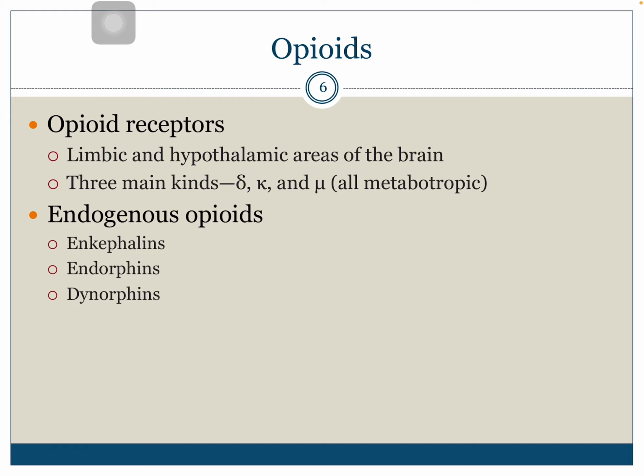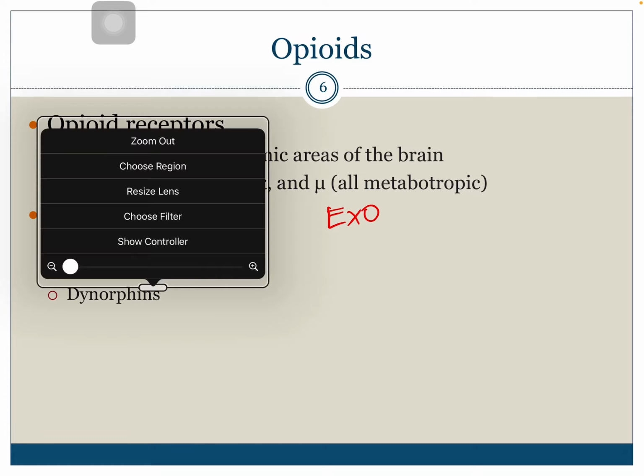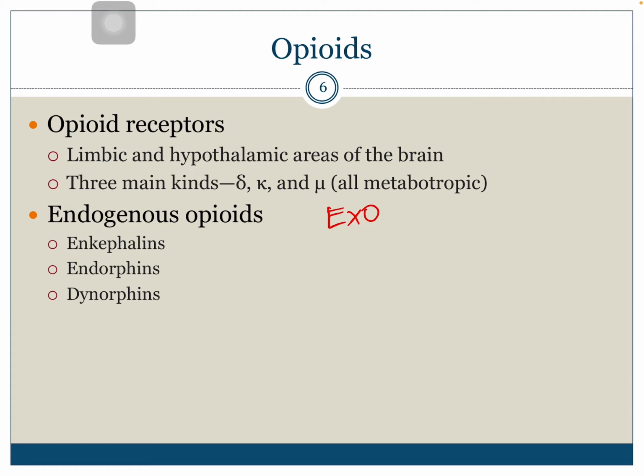We do have endogenous opioids. A lot of people don't even realize that endorphins are actually considered endogenous opioids. Endogenous, of course, meaning natural in our body. Exogenous, with EXO, that being outside of the body, so taking something that's not naturally occurring would be exogenous, whereas endogenous is something that's naturally occurring in the body.